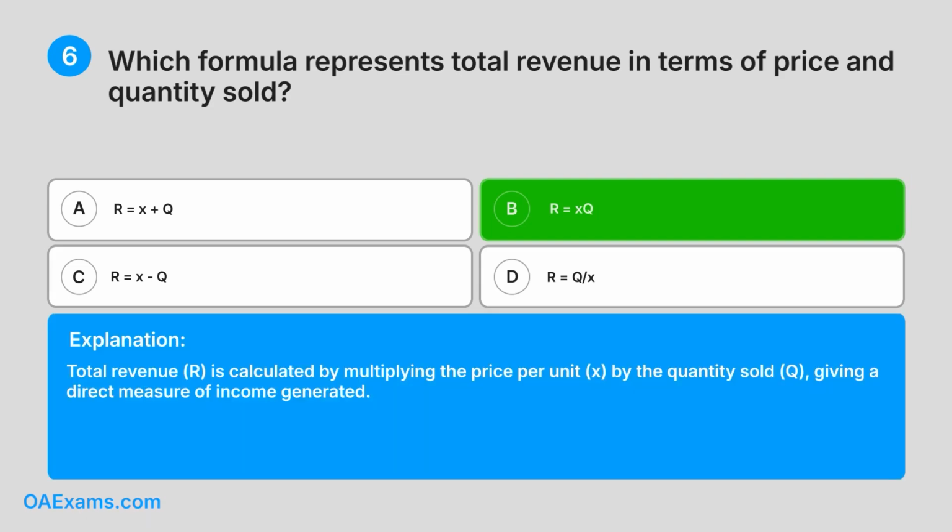Explanation. Total revenue, R, is calculated by multiplying the price per unit, X, by the quantity sold, Q, giving a direct measure of income generated.